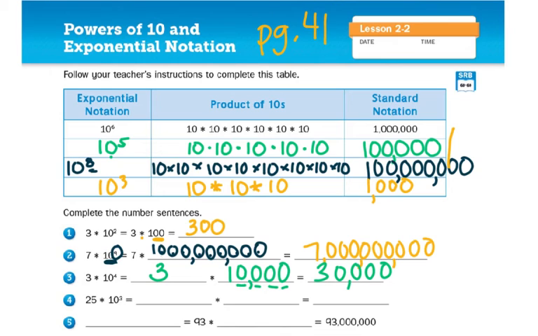Number 4, 25 times 10 to the 3rd power is the same thing as taking 25 times 1 with how many zeros behind it? 3. Now all we have to do is take 25 times 1. Any number times 1 is itself, 25 with 1, 2, 3 zeros behind it.